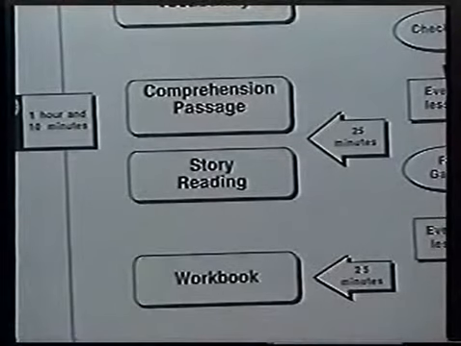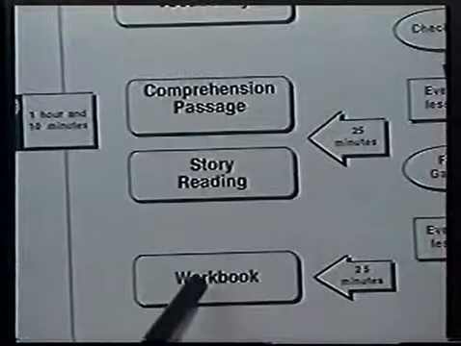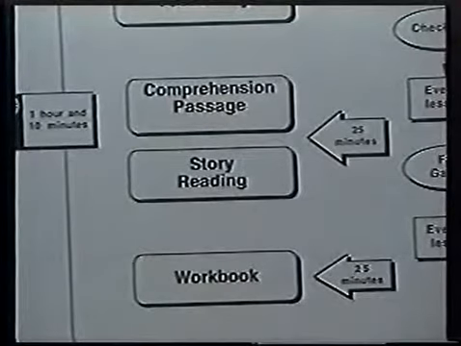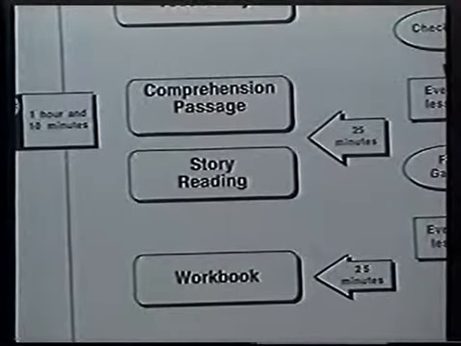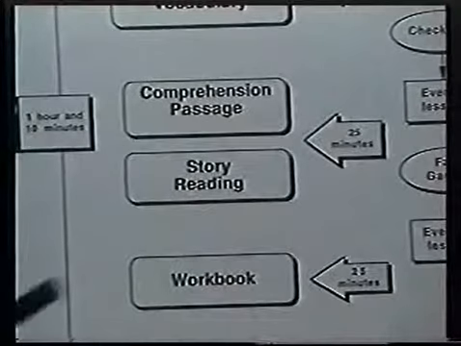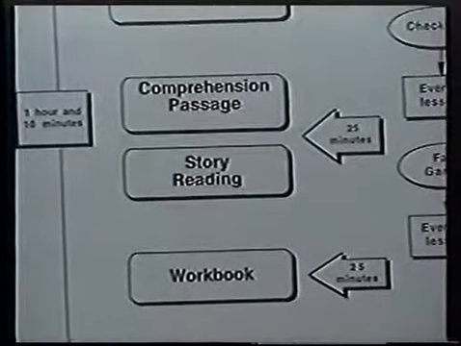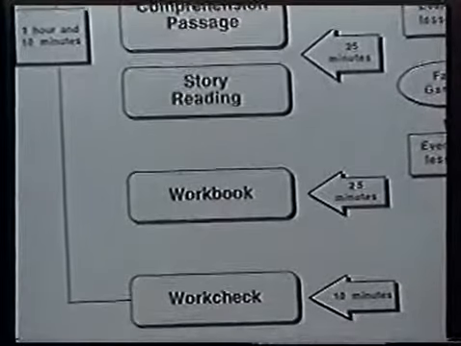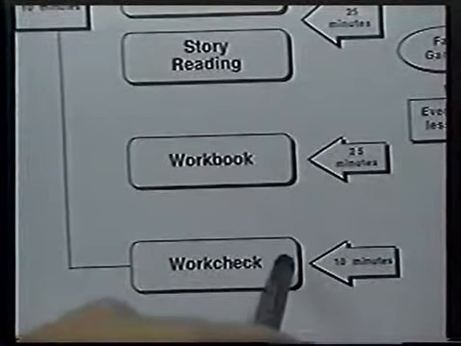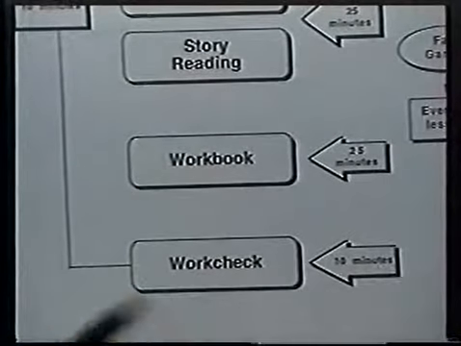Following the story reading, students will do their independent workbook exercises, which contain the application of the concepts and strategies they have learned from the word attack, comprehension passage, and main story reading. Allow approximately 25 minutes for students to do this work. After students have completed the workbook exercise, you will conduct a work check. This activity takes approximately 10 minutes.